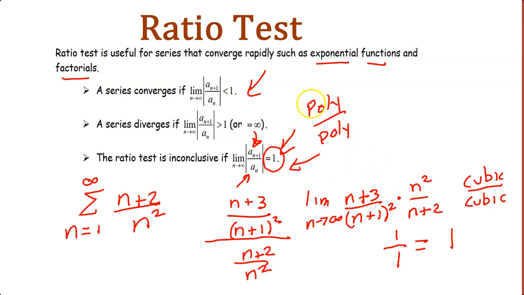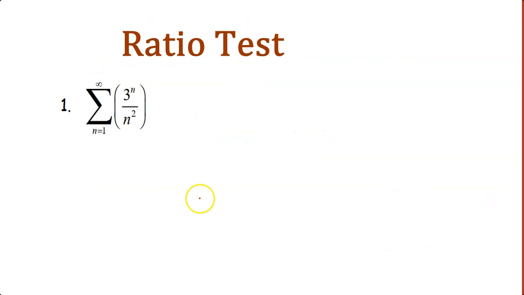So if you only have polynomial expressions in your problem, you're best not to use the ratio test. You're hoping for an exponential function or a factorial. Let's show you the next example using an exponential.